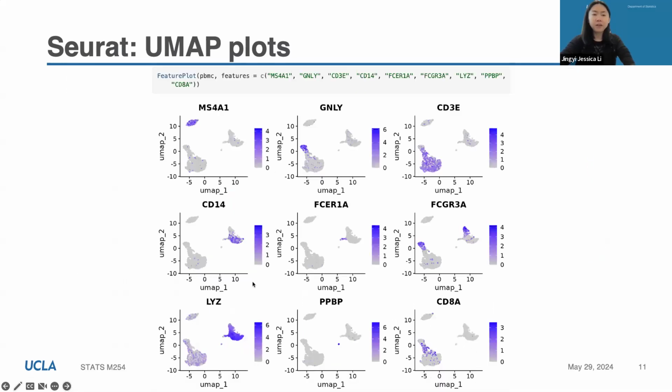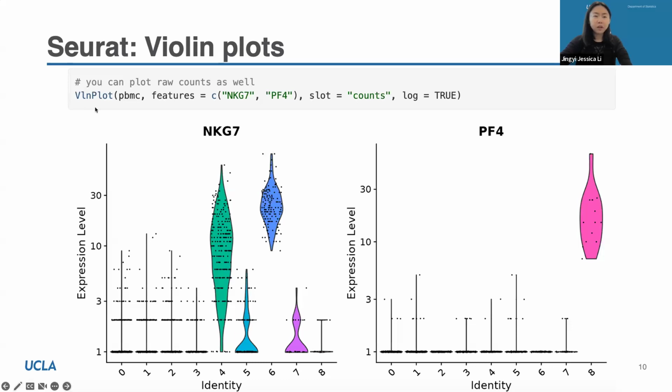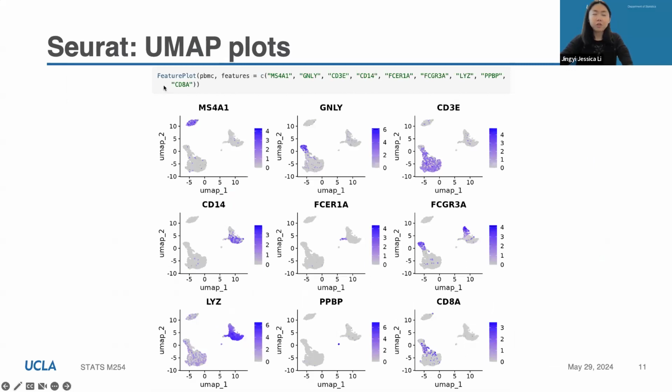By the way, the function is called VlnPlot, standing for violin plot. And you also have the FeaturePlot. What FeaturePlot does is show a gene in the UMAP plot. The cells are positioned as in a UMAP plot, and the color of the cell indicates the gene's expression value. The darker the color, the more highly expressed the gene is. So you can see this gene is highly expressed in this cluster, and this gene is highly expressed over here and here.